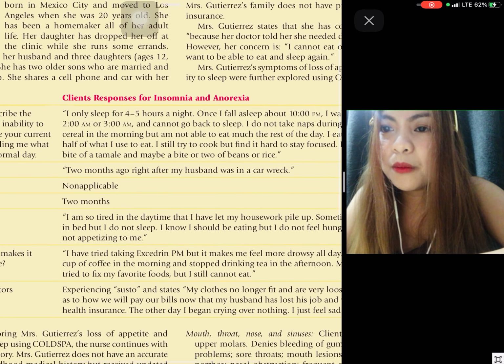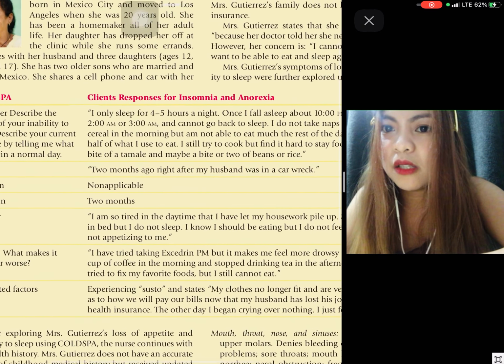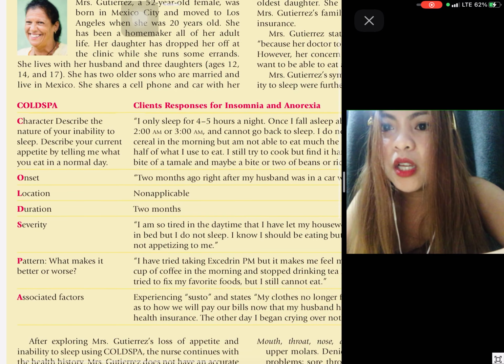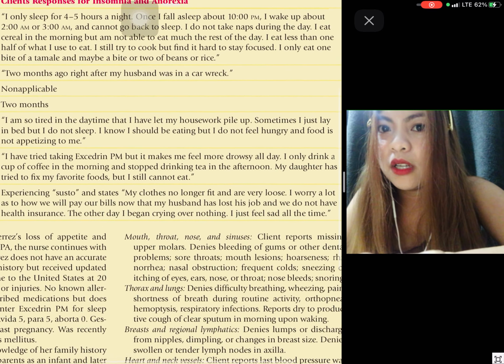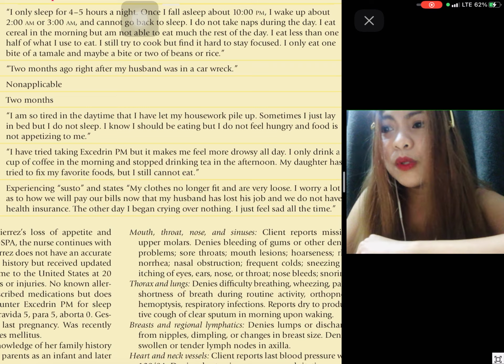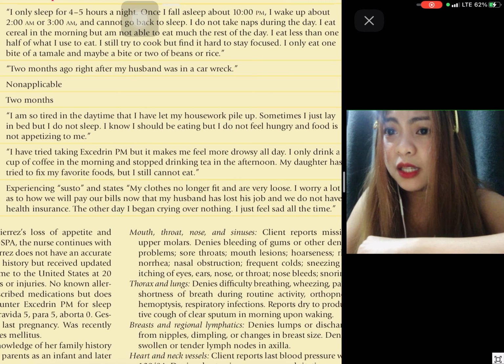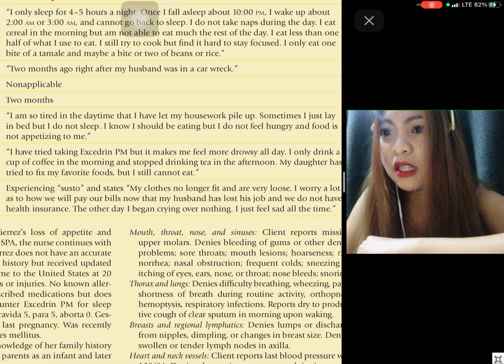Severity. So, this is what Mrs. Gutierrez said. "I'm so tired in the daytime that I have let my housework pile up. Sometimes I just lay in bed but I do not sleep. I know I should be eating but I do not feel hungry and food is not appetizing to me." And then, what makes it better or worse?